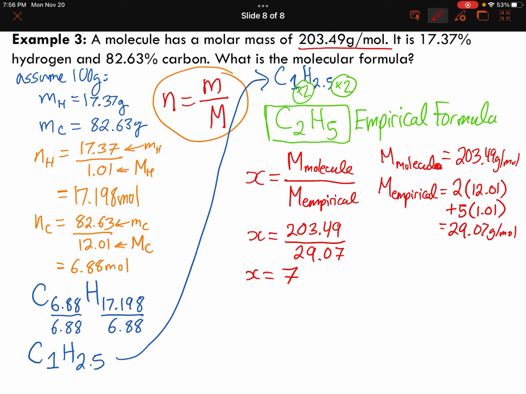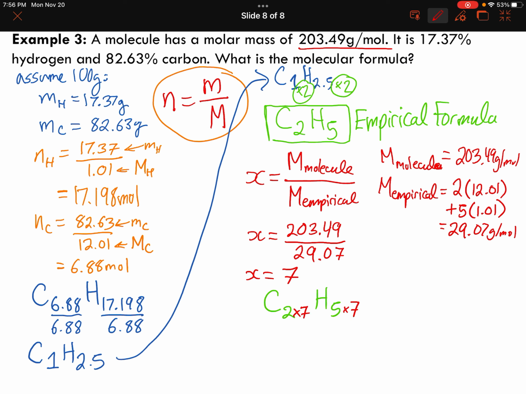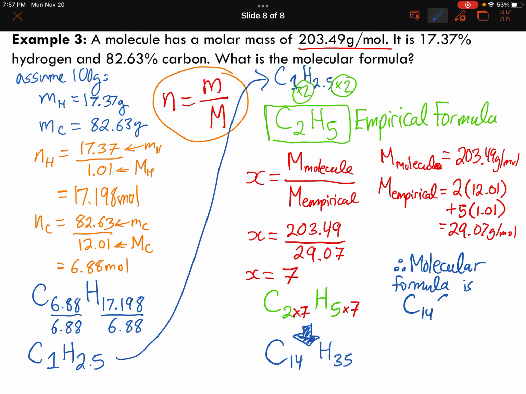That means I'm going to multiply each subscript in my empirical formula by 7. So here's my empirical formula, C2H5. I'm going to be multiplying each of those subscripts by 7 in order to scale this up to the molecular formula. 2 times 7 is 14. So this scales up to a subscript of 14 carbons. And 5 times 7 is 35. So therefore, the molecular formula is 14 carbons with 35 hydrogens, C14H35, and that is how we find a molecular formula.